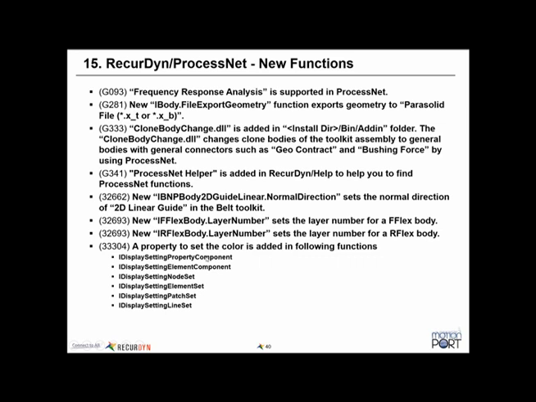So, in the display command when editing a full flex body, you can display only a portion of the full flex body based upon these items in this list. And sometimes it's helpful to set the different node sets or element sets to different colors. So again, ProcessNet can now do that.